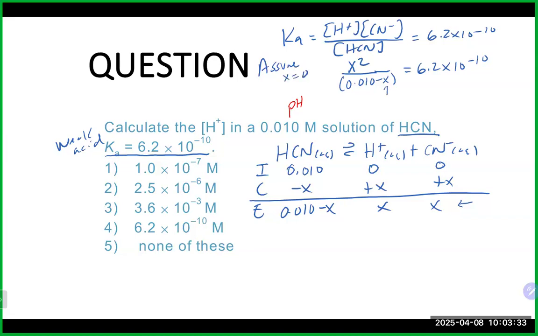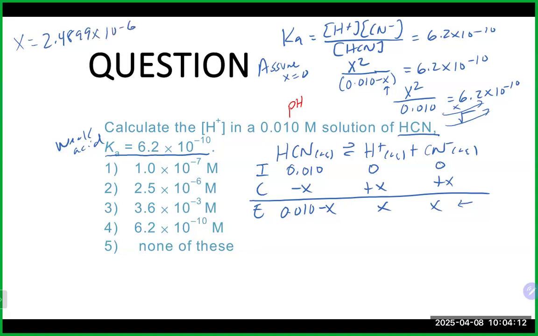Remember, we're just going to get rid of the X, since we're subtracting or adding it to a number. That's going to give us X squared divided by 0.01 equals 6.2 times 10 to the minus 10. Again, we're going to first multiply that to the other side, and then we're going to square root it. So if we do that, it's going to give me an X value here of 2.4899 times 10 to the minus 6.